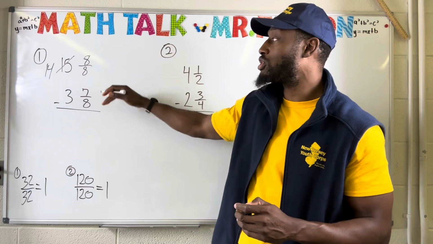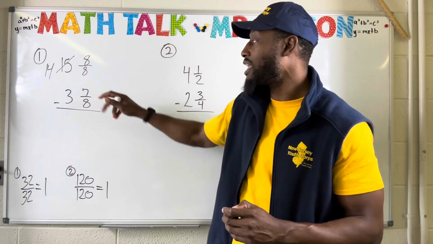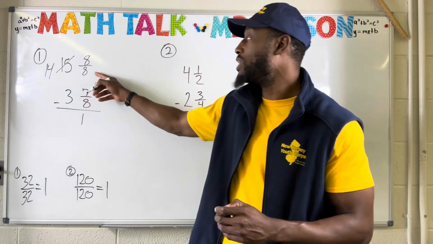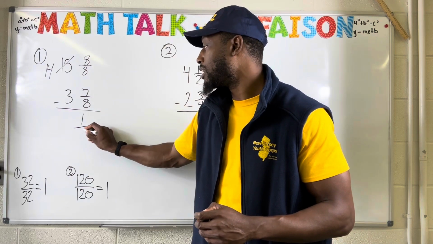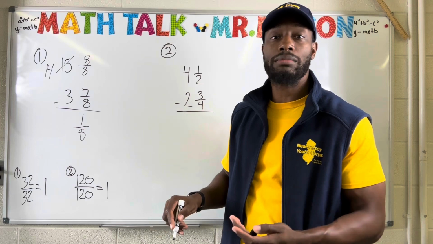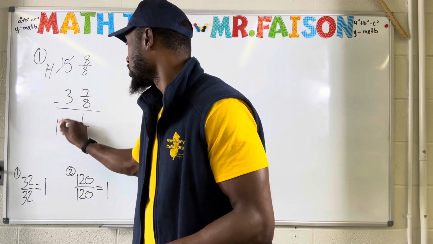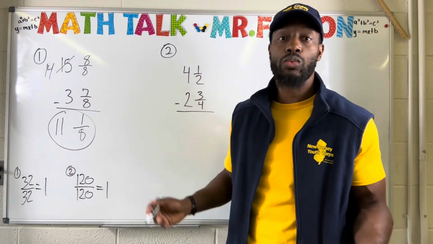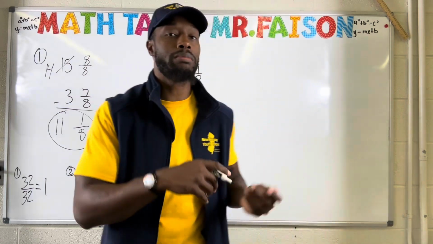All right. So now we can subtract. 8 minus 1 is... 8 minus 8 is 1. And we keep our denominators the same, and that'll be 8. Then we just subtract our whole numbers: 14 minus 3, 11 and 1/8. Now we're going to hop over to problem number 2.